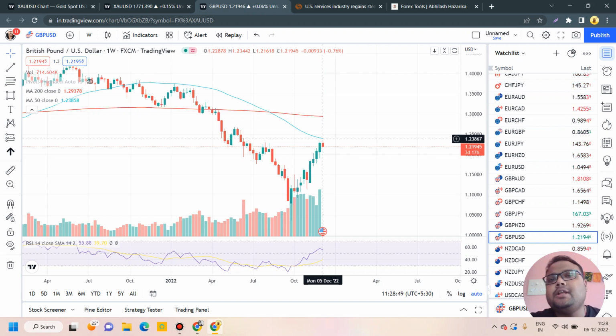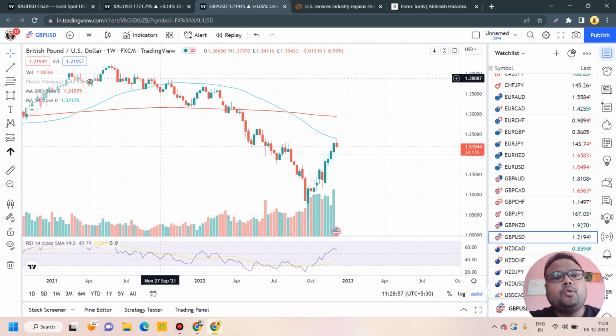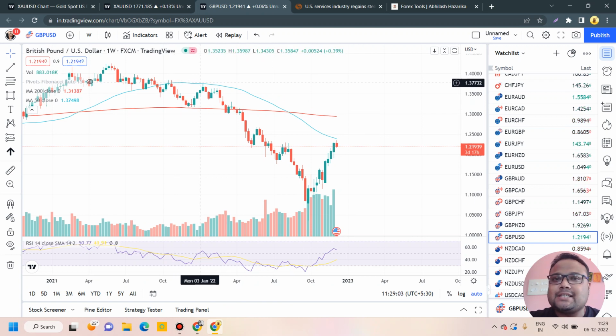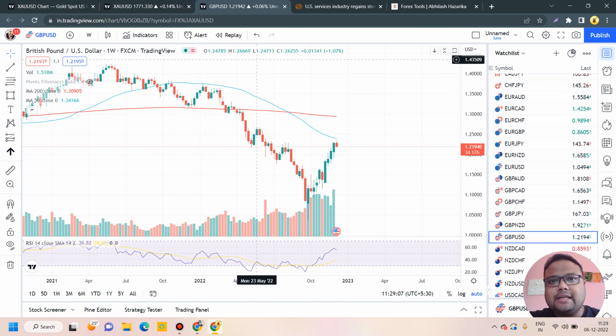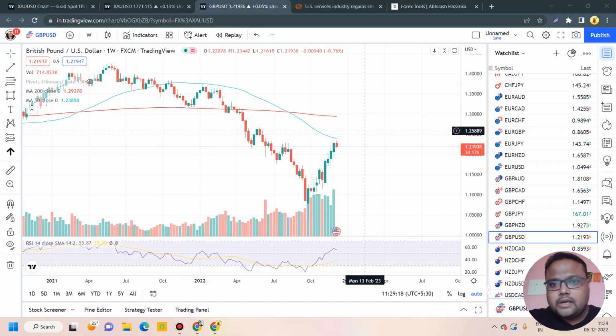I clearly mentioned in my earlier videos that GBP/USD will have to cross the 50 moving average, which is also acting as dynamic resistance. If we look at the past performance of the 50 moving average, we can see that it has successfully played the role of a dynamic resistance. So in the coming days, it will have to cross this level. Then only will we get the confirmation that GBP/USD is really going for a trend recovery.